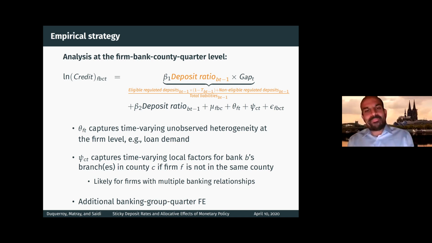Now, what else can we do? We cannot include bank time fixed effects because that is the level of identifying variation, but we can control for time varying local factors for bank B's branches in county C, at least if the firm is not located in the same county, right? This is actually likely the case because we are identifying the effect off firms with multiple banking relationships, and these firms indeed do tend to not reside in the same county as the loan granting bank. So that works. And then on top of it, we add additional banking group quarter fixed effects.